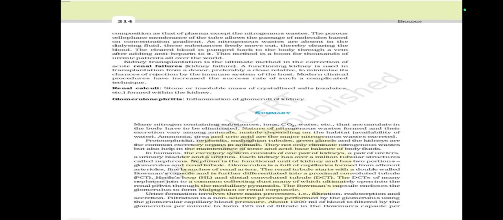Summary: Excretory products and their elimination. Many nitrogen containing substances, ions, CO2, water, etc., that accumulate in the body have to be eliminated. The nature of nitrogenous waste formed and their excretion vary among animals, mainly depending on the habitat and availability of water. Ammonia, urea, and uric acid are the major nitrogenous wastes excreted. Nephridia, Malpighian tubules, green glands, and the kidneys are the common excretory organs in animals.